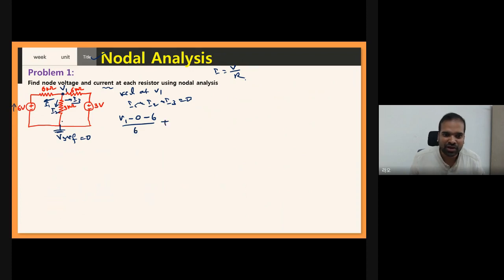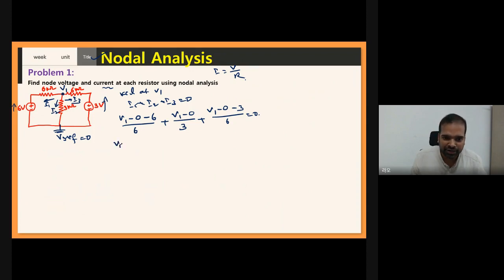6. Plus what is I2? One side V1 is connected, the other side V reference, that is 0, by the resistor value, 3 kilo ohm. Plus I3 means one side V1 is connected, and at the other terminal V reference is connected, minus 0. So you have plus 3 or minus 3; it depends on the current direction. Your assumed current direction and the voltage source current direction are opposite. Therefore, minus 3 by 6 equal to 0.